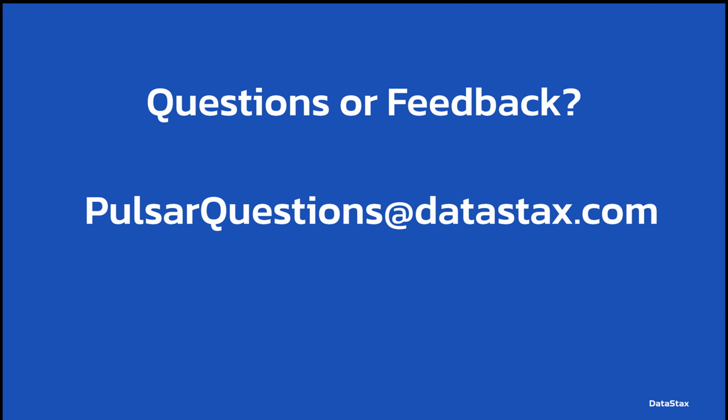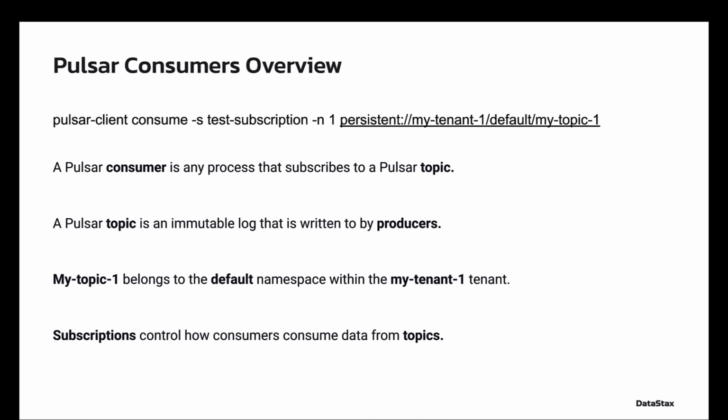A consumer written in the Pulsar CLI looks something like this. If this looks scary, we can break it down into parts. This consumer will subscribe to myTopic1 with test subscription and consume one message. This consumer will consume one message from test subscription at this persistent URL. The topic lives inside the default namespace of the myTenant1 tenant.